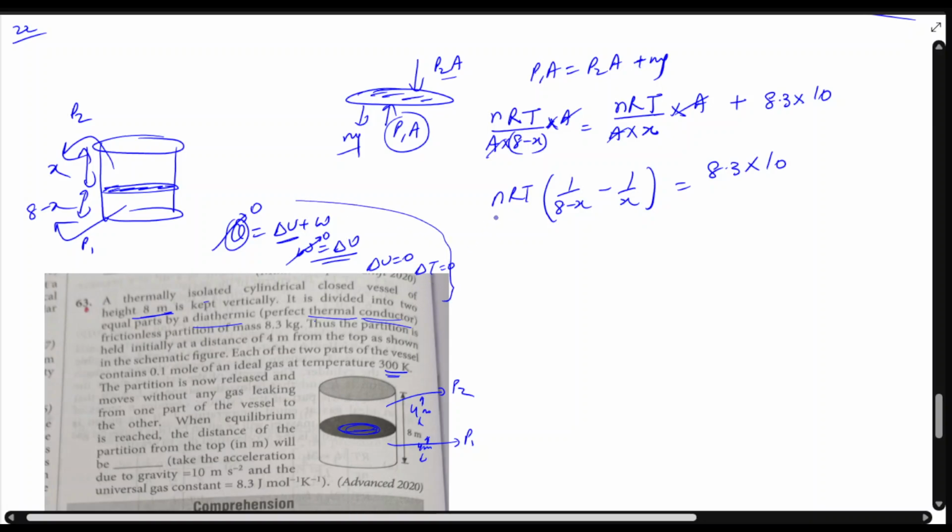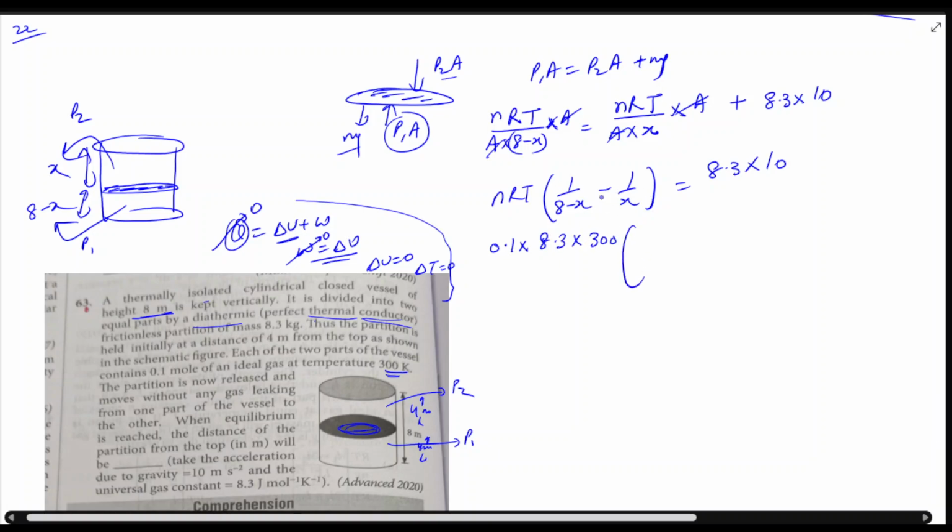So we'll write n was 0.1, R we have to take as 8.3, temperature is 300, and you will take the LCM. So it will be x minus 8 plus x, so 2x minus 8 upon x into 8 minus x. It will be 8.3 into 10. So the 8.3 and the 10 cancel, and this is simply 3. If you cross multiply, we'll get 8x minus x square, and this will be 6x minus 24.